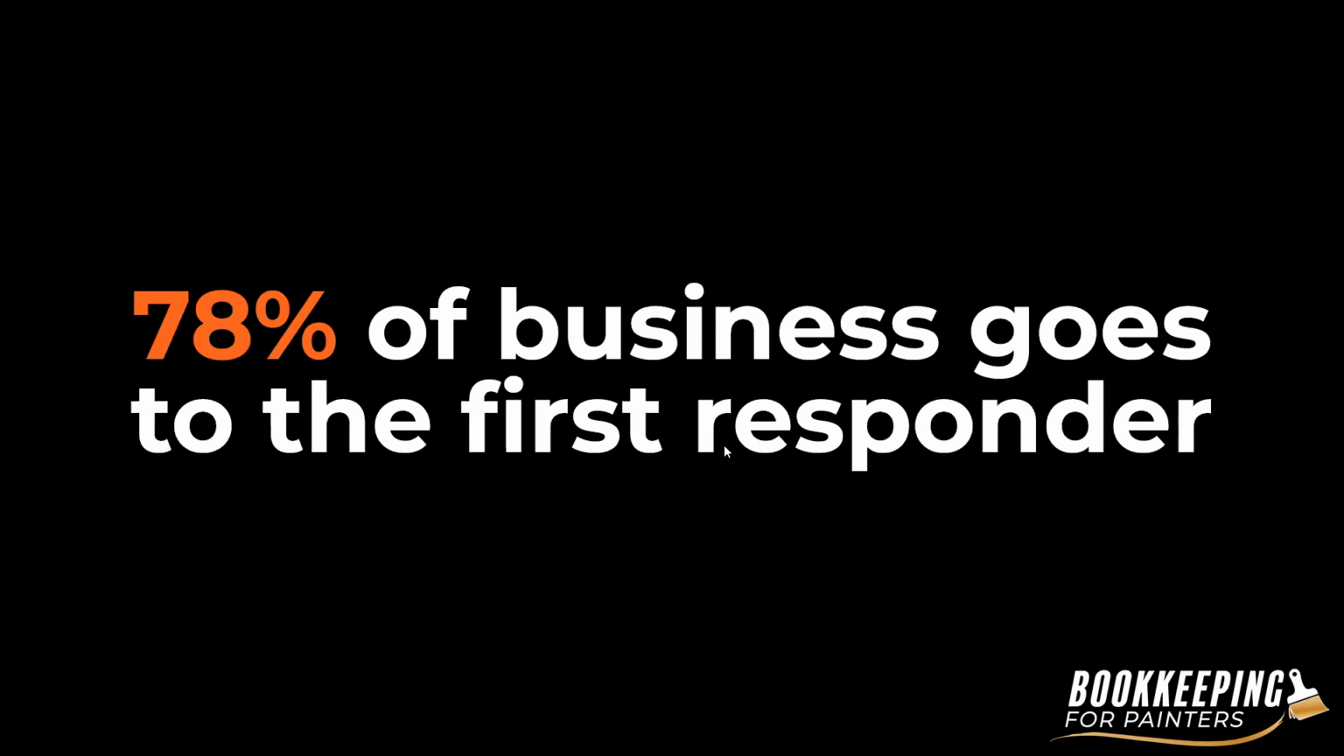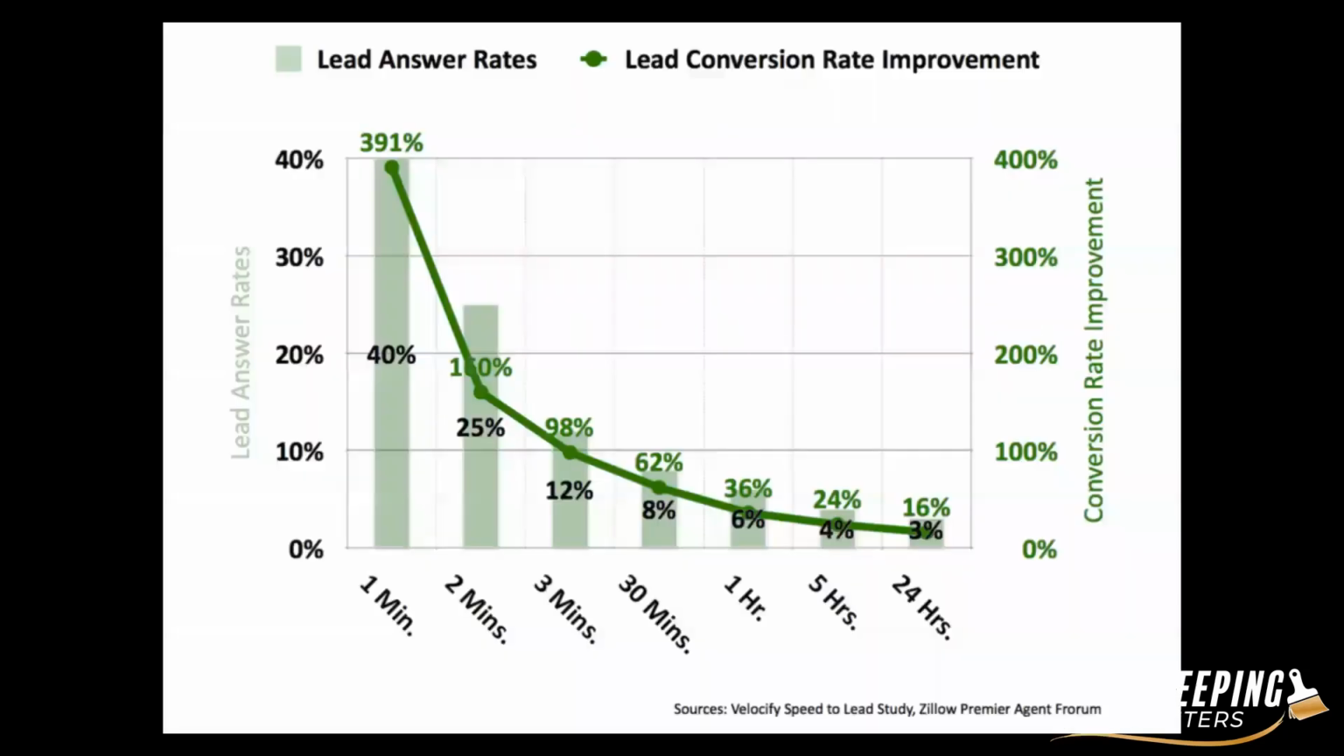For these 2 use cases, it's pretty valuable considering almost 80% of business goes to the first responder. As you probably already know, if you're not getting back to leads very quickly, those leads go bad very fast. This chart just illustrates that point from the Velocify Speed to Lead study. After 2 minutes, the value of a lead is almost nothing. So having automation paired with AI is very impactful to get those leads and turn them into prospects.